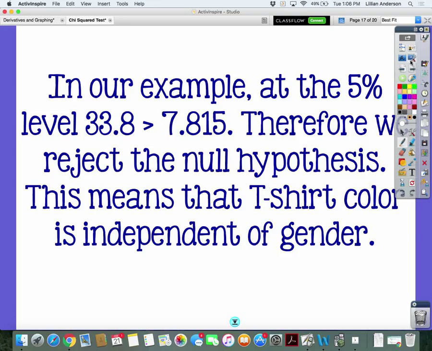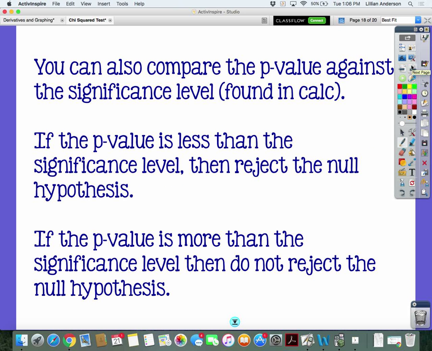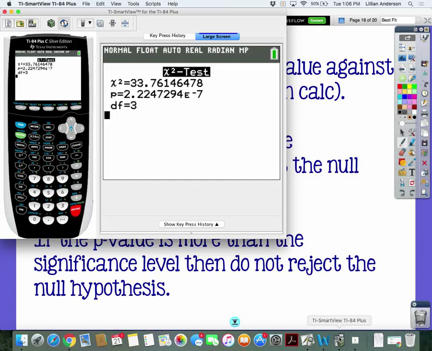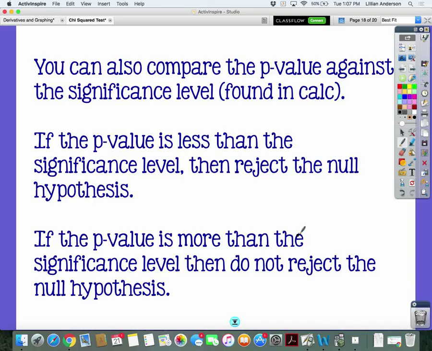So that's how you use the critical value and then the chi-square statistic to determine whether or not you accept or reject the null hypothesis. Now another way you can do this is you can also compare the p-value against the significance level. The p-value was the value that we found in the calculator, okay? Because depending on what's given to you, they might give you the significance level and not the critical value, which means that in order to determine whether you accept or reject, you look at the p-value and then the significance level. So, if the p-value is less than the significance level, then you reject the null hypothesis. But if the p-value is more than the significance level, then you do not reject the null hypothesis.